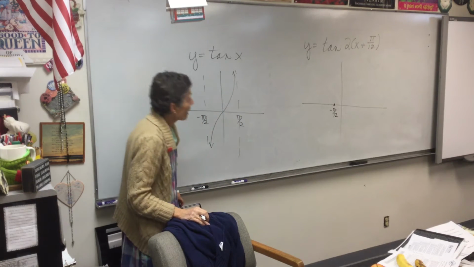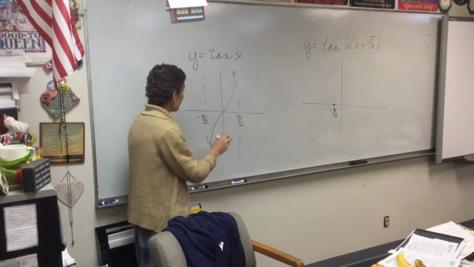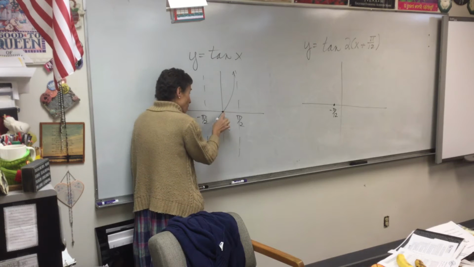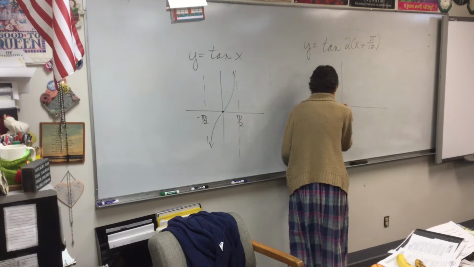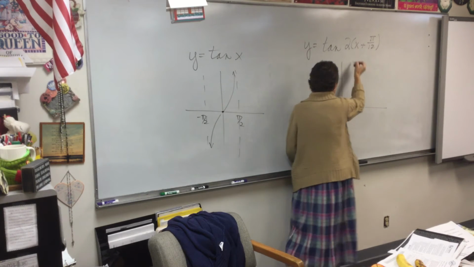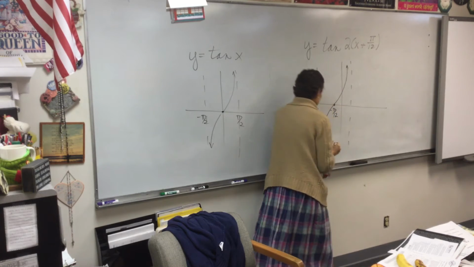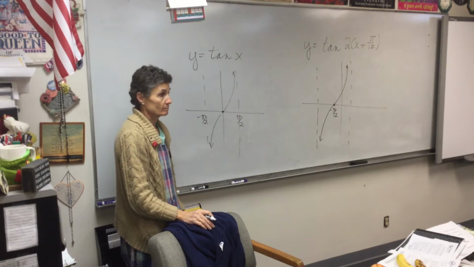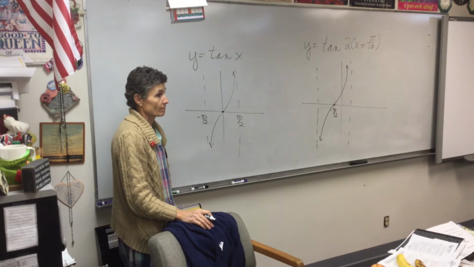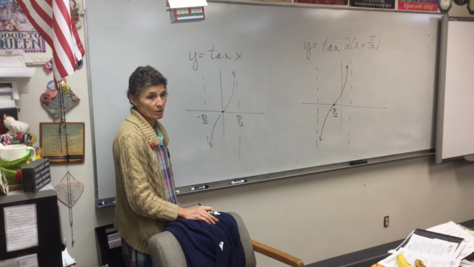So we're going to take this pi over 12 to the left. That means that this dot right here that was at the origin is now over here. So I got an asymptote, and I got an asymptote, and I got my curve increasing, but now it's increasing through the point negative pi over 12. Now you are done, except you have to tell me where those asymptotes are.